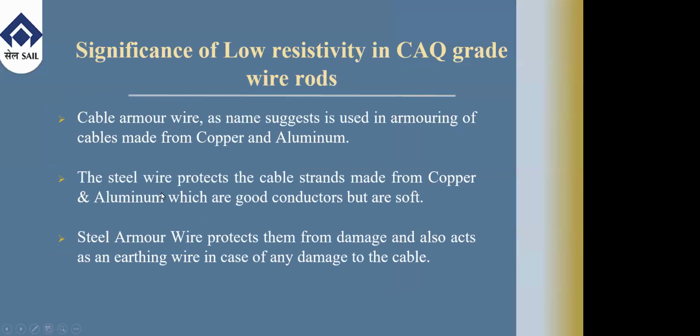Why does resistivity play such an important role in cable armor quality? As I said in the previous slide, these cable armor quality wire rods are further drawn for cable armor. Copper and aluminum wires are used because they are good conductors, but they are soft, so to provide support we use cable armor quality steel wires. They act as support because the copper and aluminum are very soft. Also, if any shock occurs, it will act for earthing purposes. Because of that, resistivity plays a major role. It should be a good conductor, so resistivity should be as low as possible.